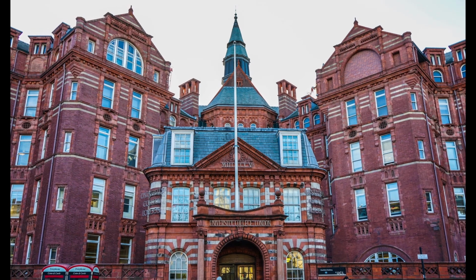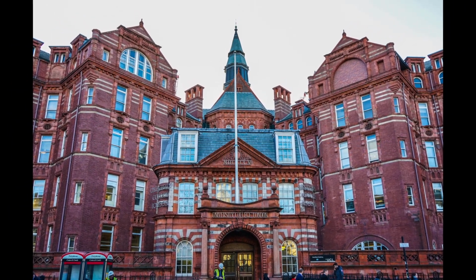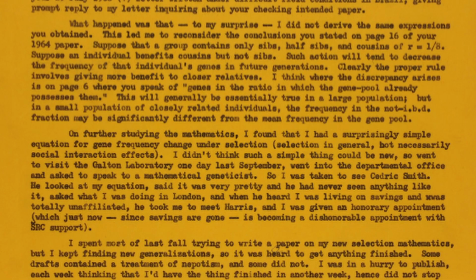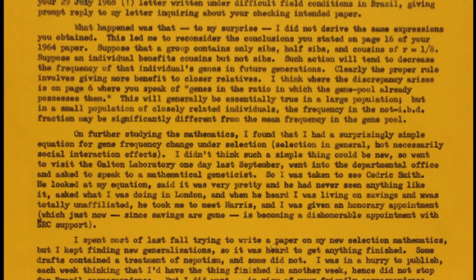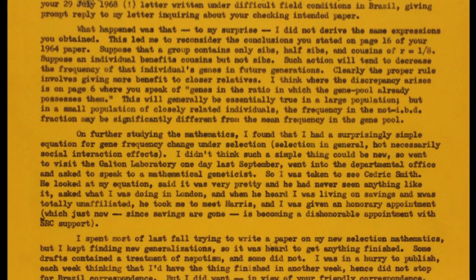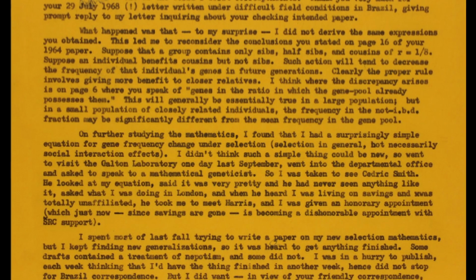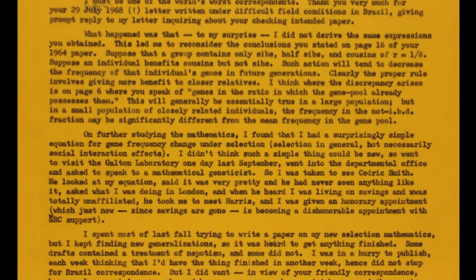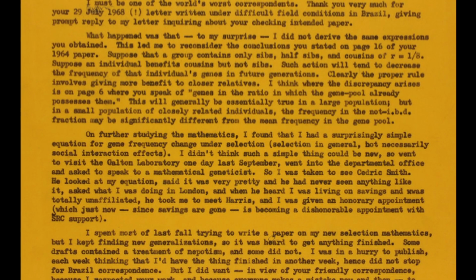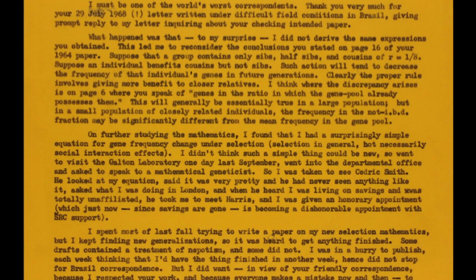In late 1968, he made his way to the University College London and asked to speak to a mathematical geneticist. Price retells the story in a letter to Bill that year, which includes some, excuse the pun, priceless moments. He writes, quote, "On further studying the mathematics, I found that I had a surprisingly simple equation to gene frequency change under selection. I didn't think such a simple thing could be new, so went to the Galton laboratory one day last September, went in to the departmental office and asked to speak to a mathematical geneticist.